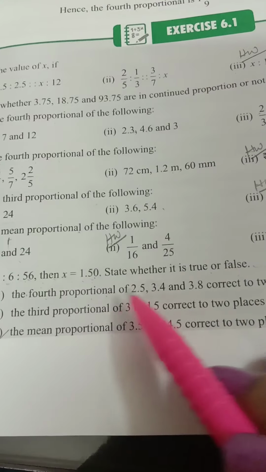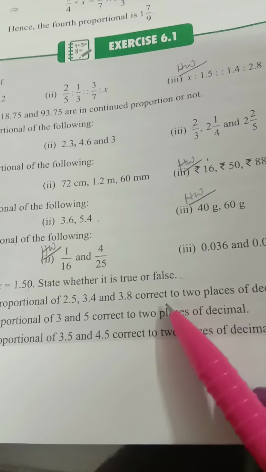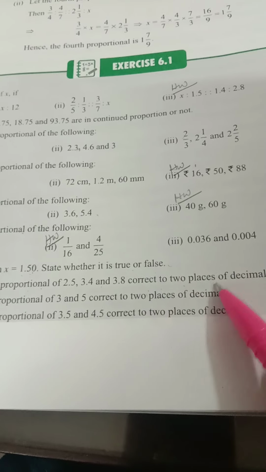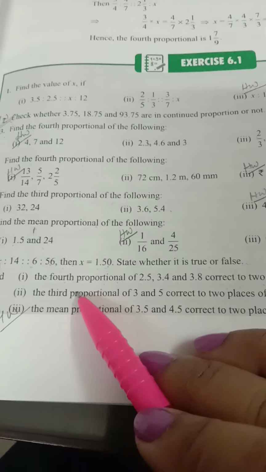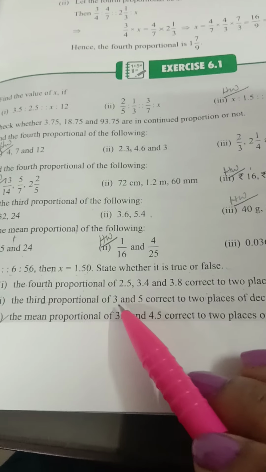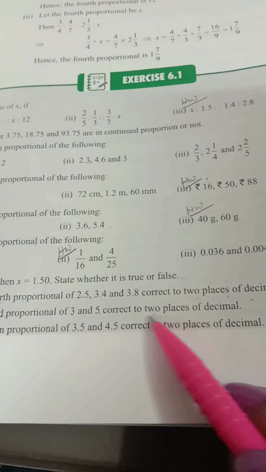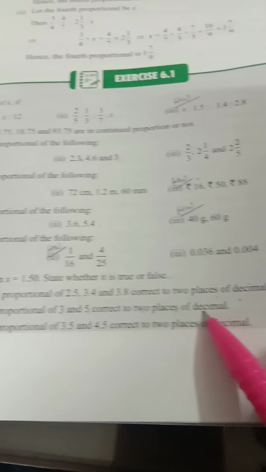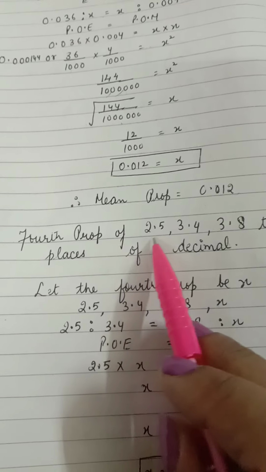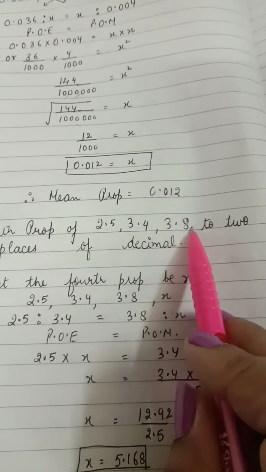Find the fourth proportion, and these are the three terms given, and you have to correct your answer to 2 decimal places. And the next part is you have to find the third proportion, given 3 and 5, and you have to again correct your answer to 2 places of decimal. Let's start. First part. Now, fourth proportion you have to find. So these are the 3 terms.